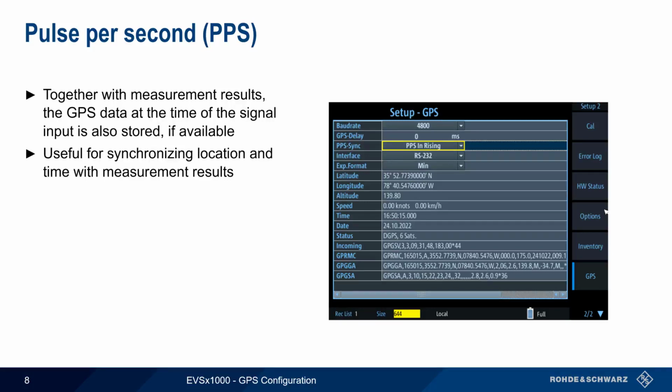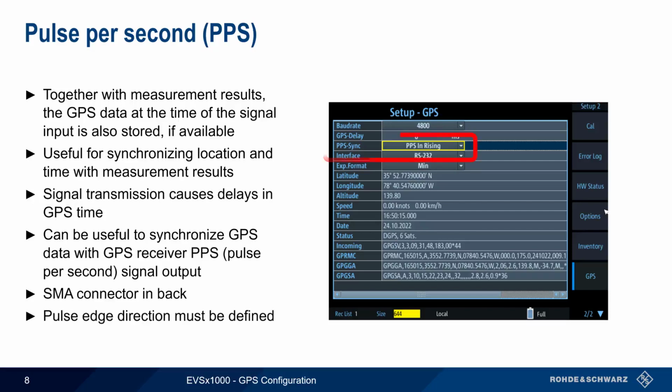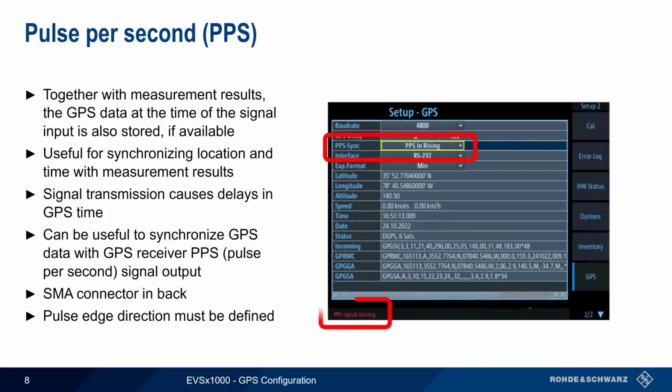As mentioned earlier, there can be slight delays in GPS time due to the time it takes to transfer GPS data over a serial link. And, in some cases, synchronizing the GPS data with a pulse per second output is desirable. Higher-end GPS receivers often provide this PPS output signal, which can then be fed into the SMA connector on the back of the EVS. The configured pulse edge direction, rising or falling, must match the GPS receiver settings. Otherwise, there will be no PPS lock and an error message will be displayed.